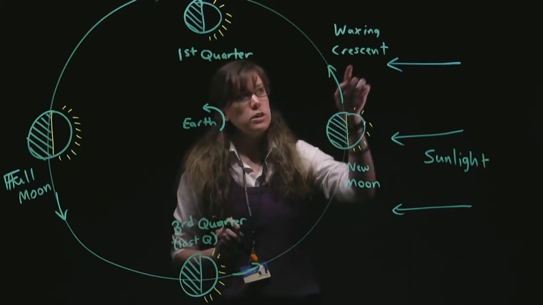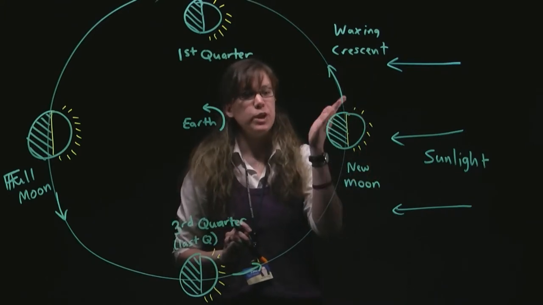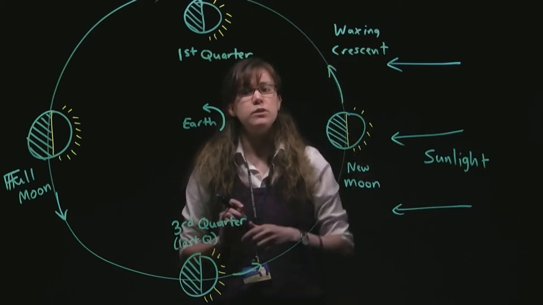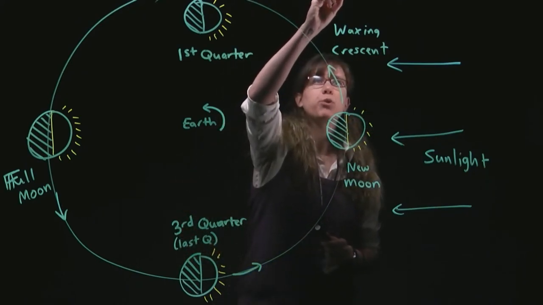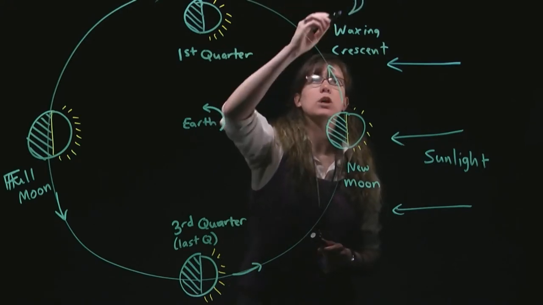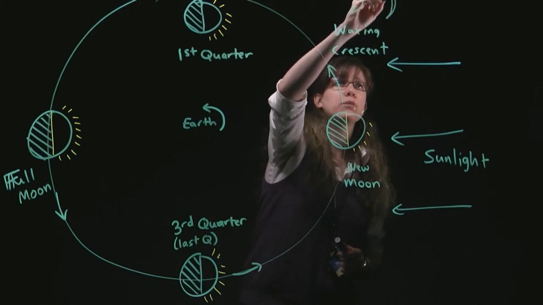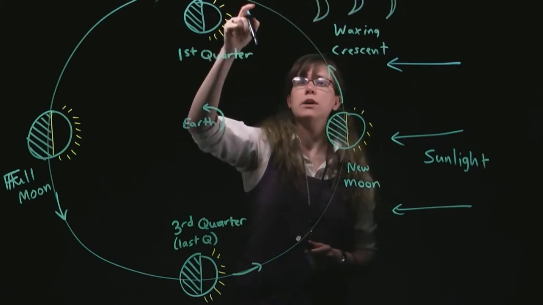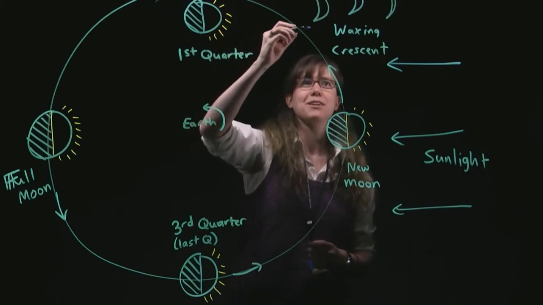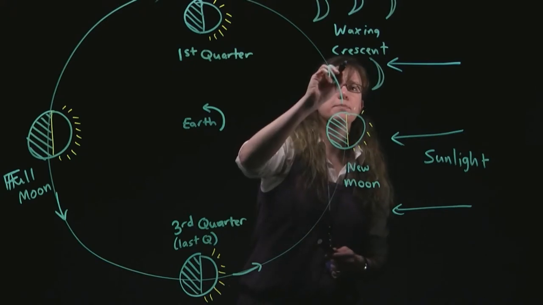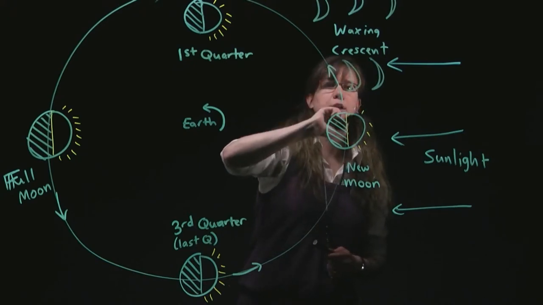Okay, so we already talked about waxing crescent. We started with not being able to see any of the moon. The next couple of days we can see more and more. And from our point of view on Earth, that would look like a waxing crescent moon, where we might start out with a really, really thin sliver, and we might get closer and closer. We start out with a really, really thin crescent. We get a slightly thicker crescent.